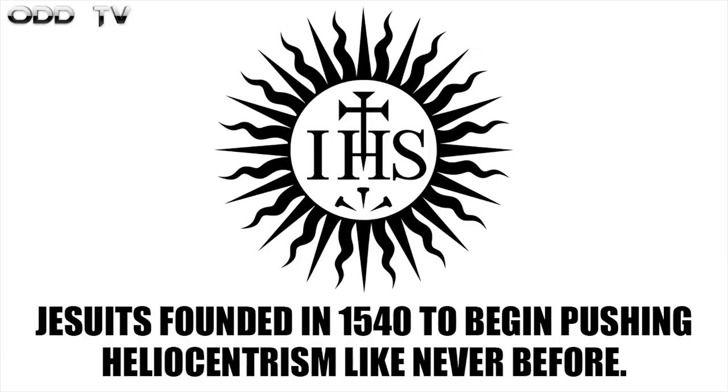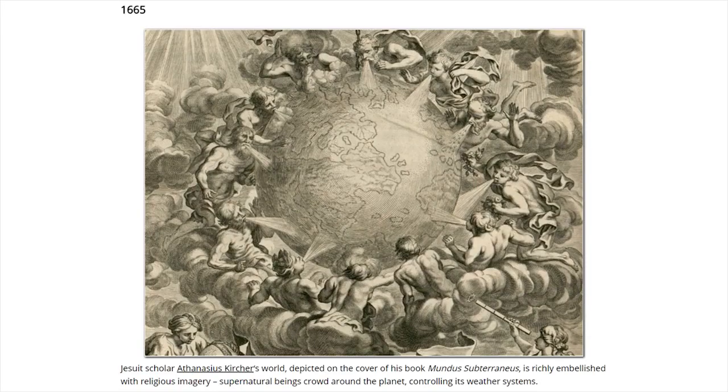This is around the time the Society of Jesus, or the Jesuits, were founded, in 1540. They are largely responsible for the spread of heliocentrism. Notice the sun in their logo. It's because they are sun worshippers and want nothing more than for all of humanity to also worship the sun. Here is what the Earth was depicted like thereafter. This was created by a Jesuit scholar in 1665.